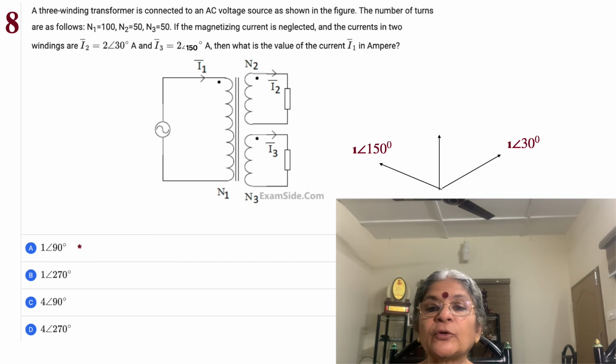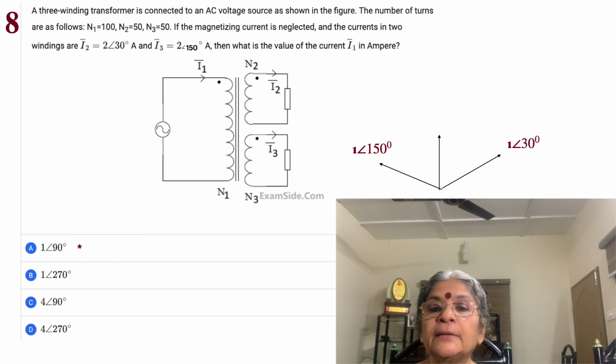The three winding transformer is connected to an AC voltage source as shown in the figure. The number of turns are as follows: N1 is equal to 100, N2 is equal to 50, and N3 is equal to 50. So the voltage ratio is 100 by 50, or 2, and the current will be half in the secondary windings, but the voltages will be... the primary will have a higher voltage and a lower current. The currents in the two secondaries will have double the current.